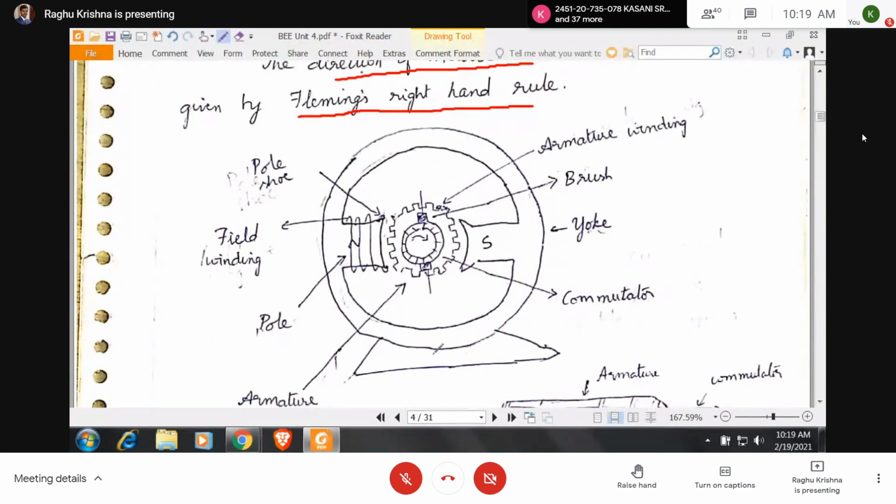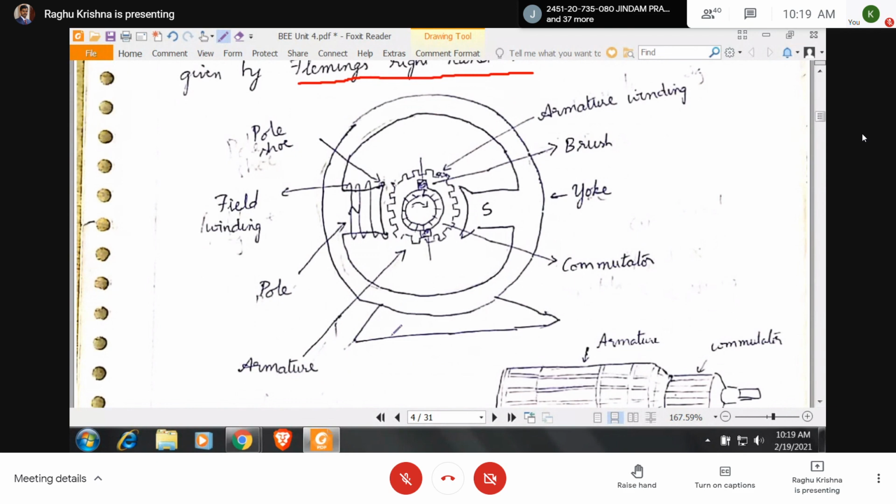See here, first this is the yoke. The outer part is the yoke. On this you are going to have the poles. So you have two poles. One is the north pole, another one is the south pole. So here you can see the poles. This is one pole, this is another pole, this is the north pole, this is the south pole.